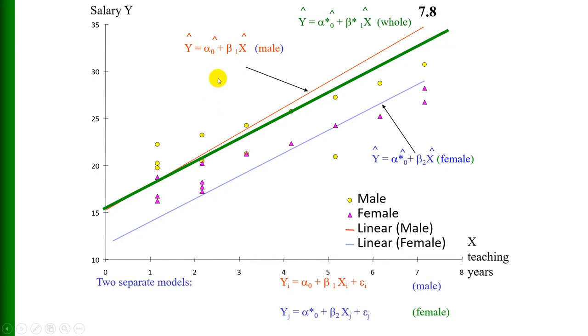So what difference do you see between these three different regression lines? Both the regression for female and male are parallel. The only difference is between the intercepts. But for the overall regression line, the intercept is almost the same as that for the male, but the slope of the overall sample is less than that of the male.